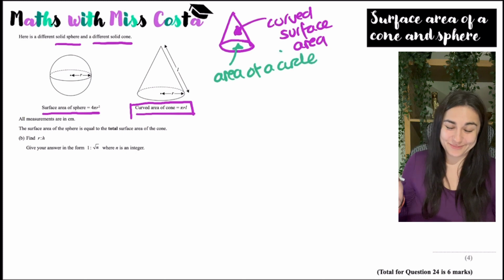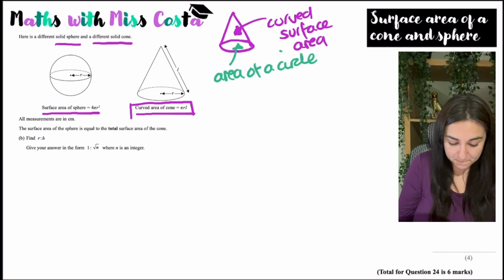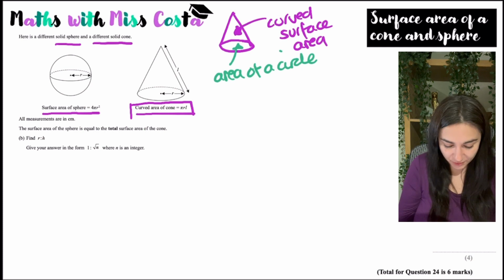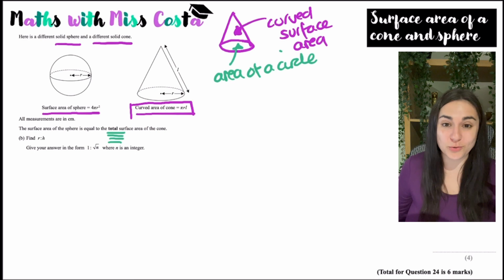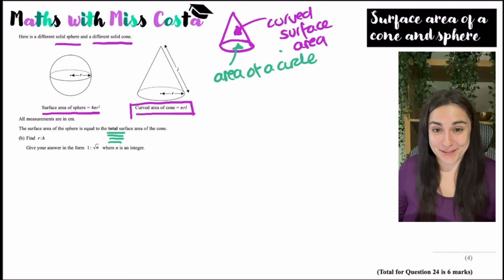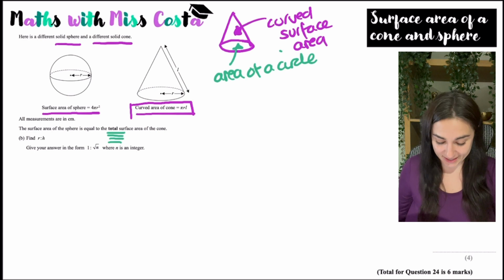A bit cheeky, because I haven't told you the whole thing. But what they have done is they've told you the surface area of the sphere is equal to the total surface area of the cone. Now, if they have underlined or written in bold, it means it's important. So that's a really important word to hopefully hint to you that you need the total surface area.